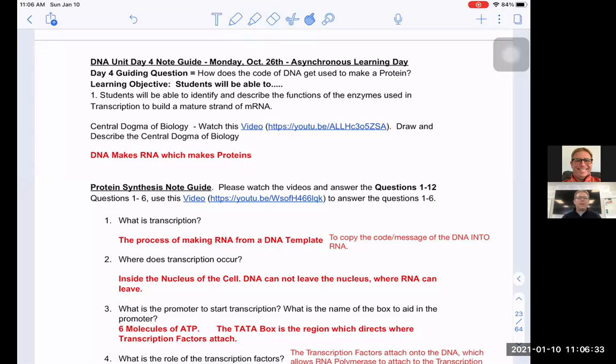So today we're going to be doing day 4 notes. This is going to be looking at transcription, which is the beginning of protein synthesis. And with the beginning of protein synthesis, this is kind of the second half of the unit that we're going to be looking at inside of our DNA unit here. So this is kind of where we're going for the rest of this week. We're going to be looking at protein synthesis.